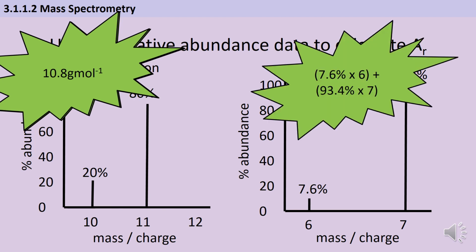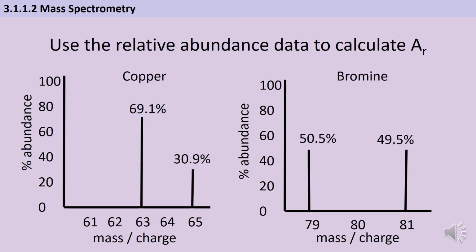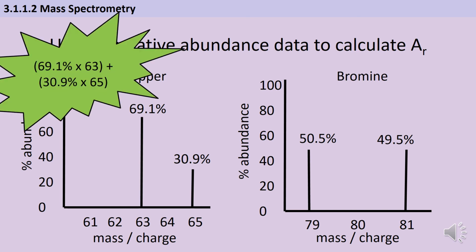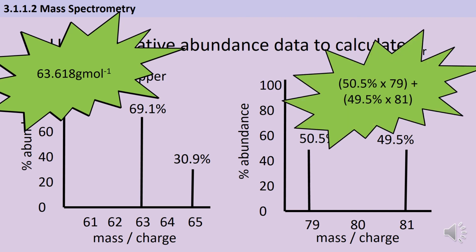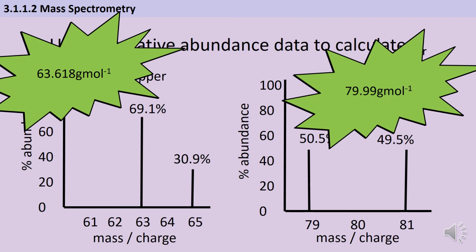So here I worked out what 7.6% of 6 would be and 93.4% of 7, and if I add them together I get 6.994 grams per mole. Here are two more examples for you to pause the video and have a go at for copper and bromine. Copper is 69.1% copper 63 and 30.9% copper 65, and that gives an overall relative atomic mass of 63.618. And then if we look at bromine, we've got 50.5 times 79 and 49.5 times 81, so I've got a relative atomic mass of 79.99 grams per mole.